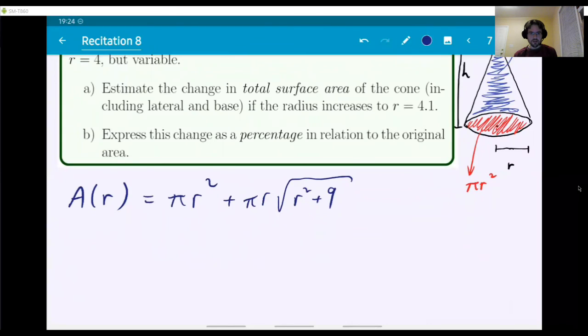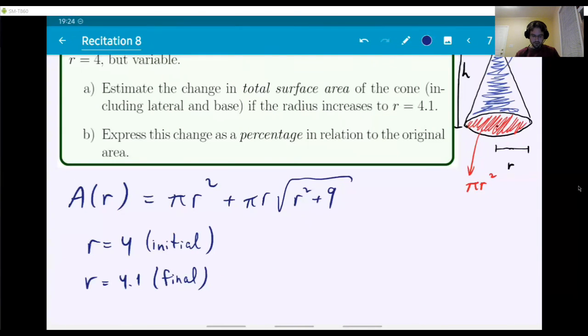So estimate the change in total surface area when the radius increases to r equals 4.1. So the initial radius was 4. Initial. And then it becomes 4.1, final or later, whatever you want to call these. We're going to think of this in terms of the formula that I gave previously, which is that the variation in area is approximately the derivative A prime at this initial value, maybe I call that one R0, times the variation in R.